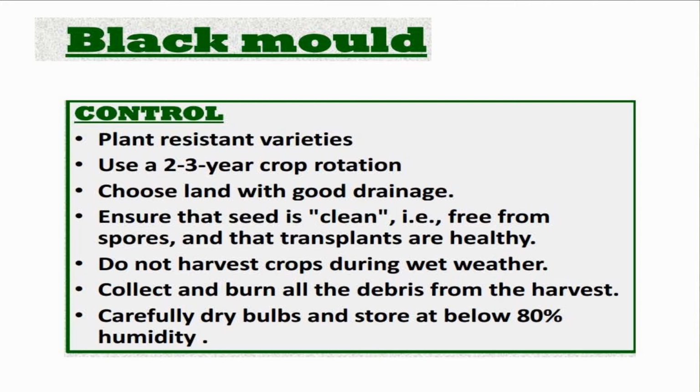Collect and burn all debris from the harvest, because if you leave it there, there's always going to be something lingering in your field after. And carefully dry bulbs, store them below 80% humidity. How you store your plants is equally as important as how you have them in the field. It's not only taking care of them in the field, but how you store them.